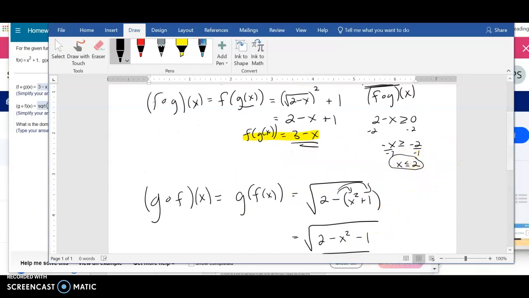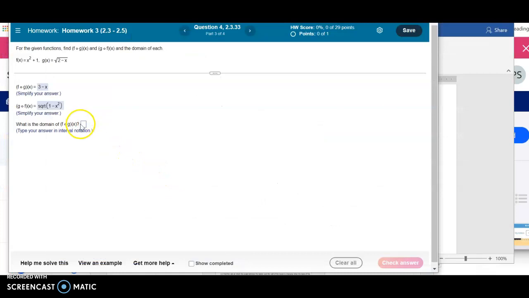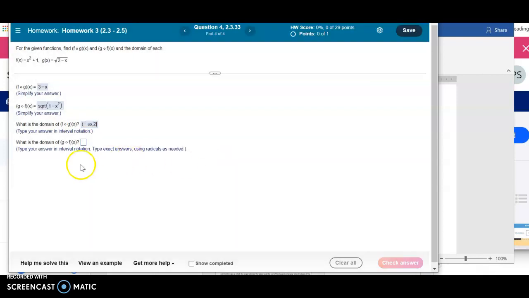It's less than or equal to 2, which in interval notation would be negative infinity up to 2, and we're going to include that guy, so we need a bracket. Okay, one more to go, g of f.